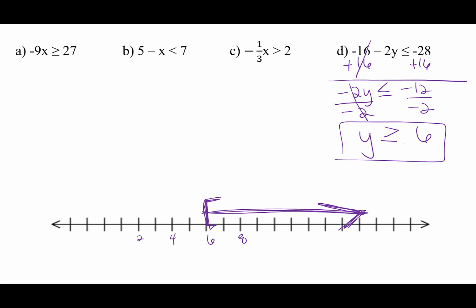Okay, that's going to be all for this video. I hope it makes sense to you, and I hope that you're able to recognize anytime you multiply or divide by a negative number, that inequality sign will switch directions. So please let me know if you have any questions.